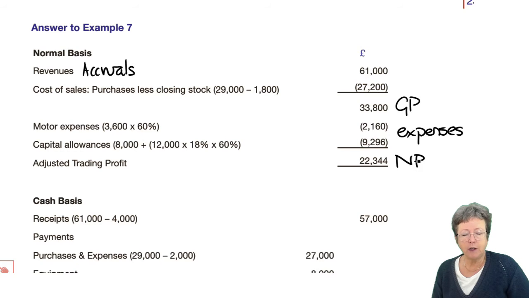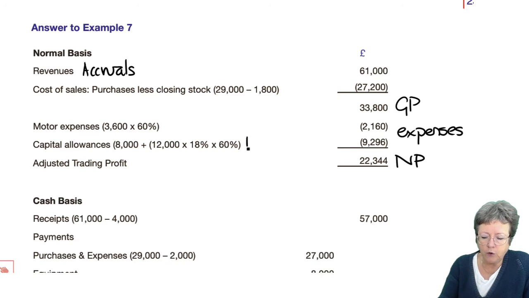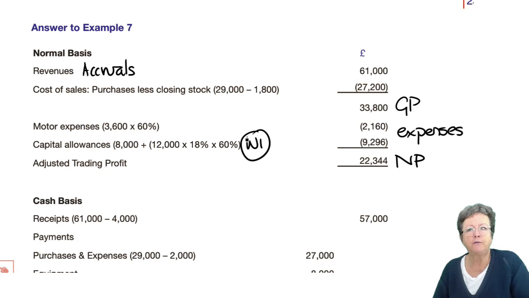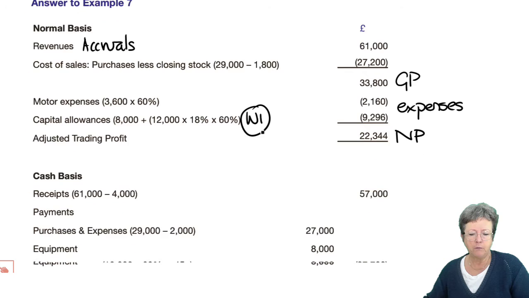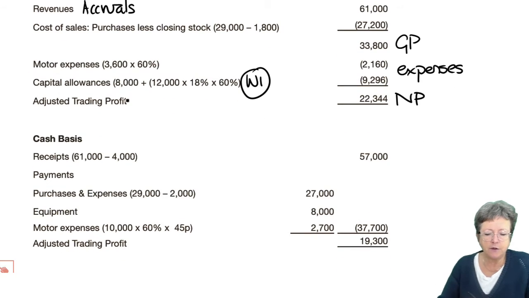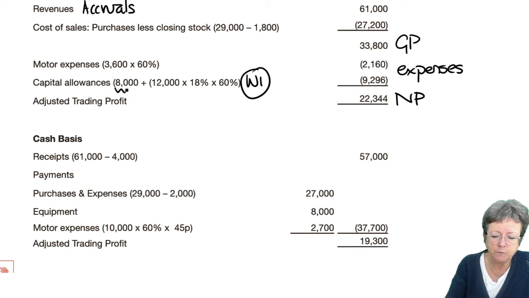All the expenses were allowed, and therefore we have put them in. The motor expenses, 60% only, because that's what the business use was, and a simple capital allowances computation there. It's just a little working. You wouldn't need to do a full computation. There's no need to do a full computation on that. It would be the asset that he purchased for the business plus the car at 18% times business use only.